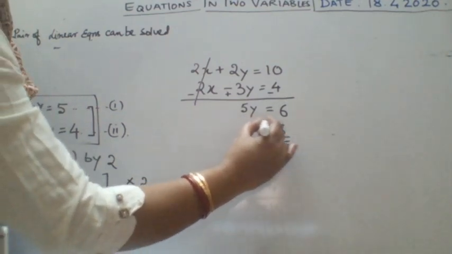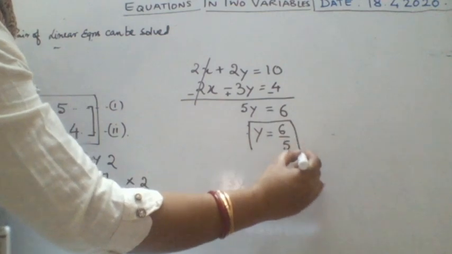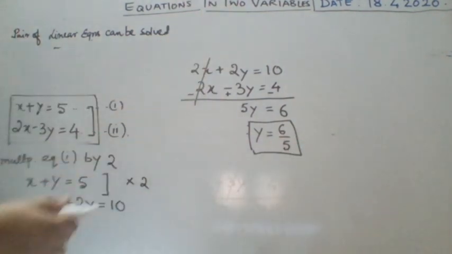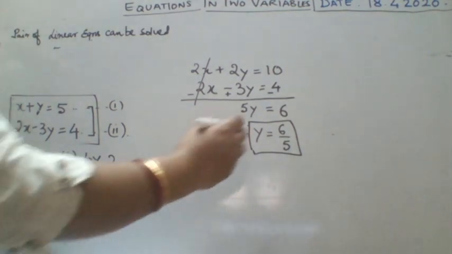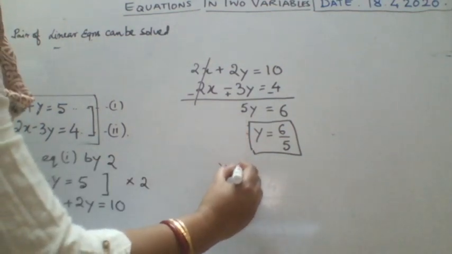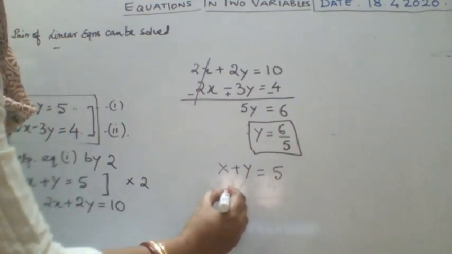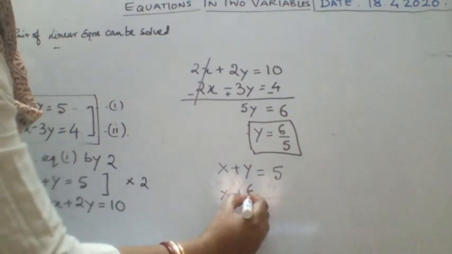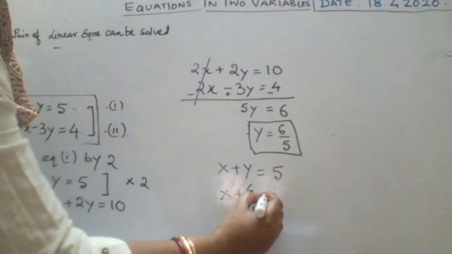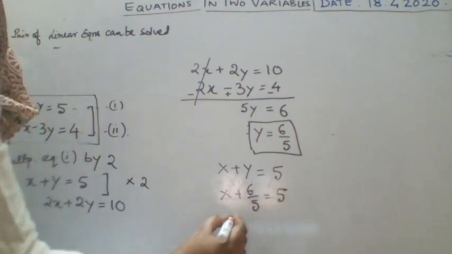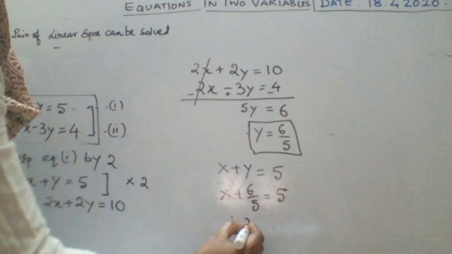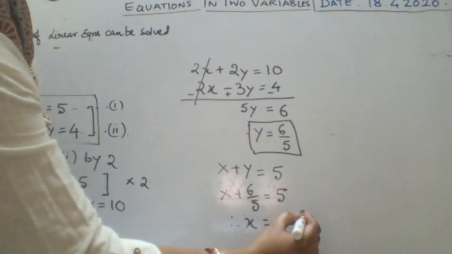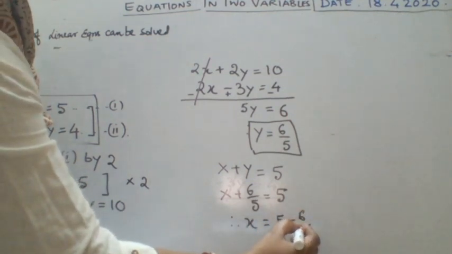That's the value we got when we make the coefficient of y equal and try to solve that. Then also you have obtained the value y equal to 6 by 5. And for the other one, x plus y equal to 5, now you substitute the value of y, that is 6 upon 5. Therefore, x is equal to 5 minus 6 by 5.